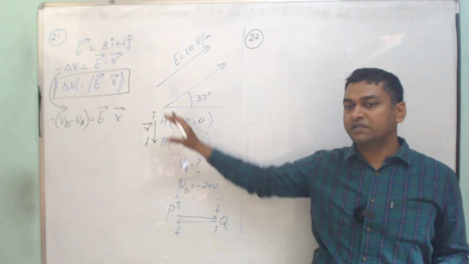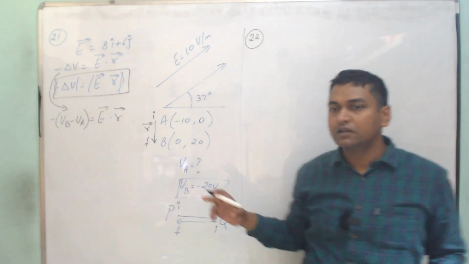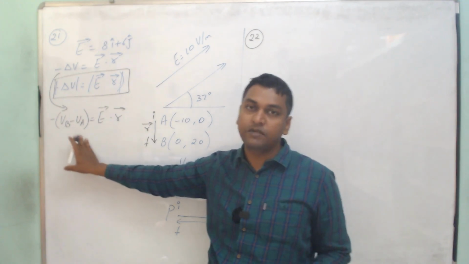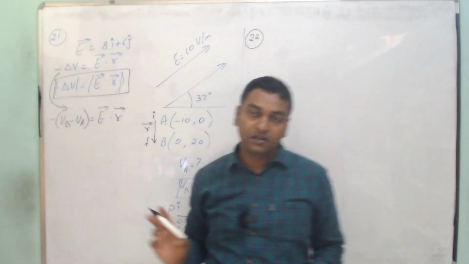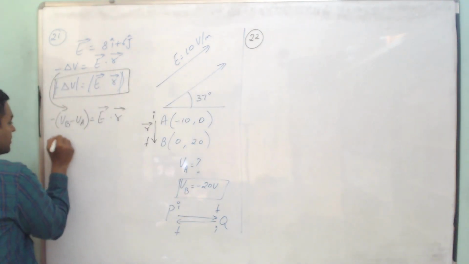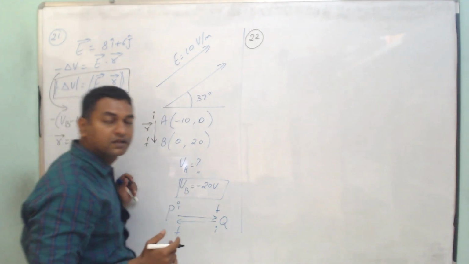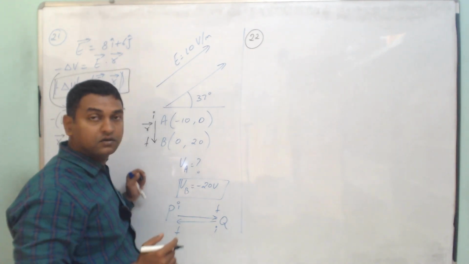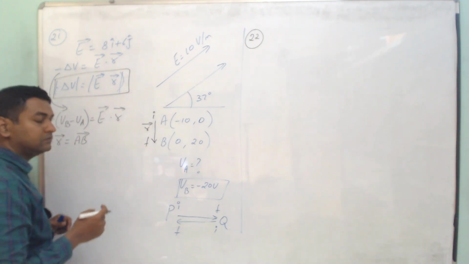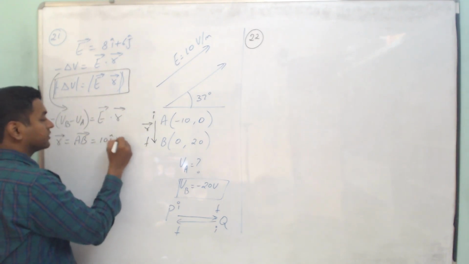So basically you chose R bar as A to B. That means A is initial, B is final. From that I am using it in delta V, which is VB minus VA, and there's a minus sign outside. What is R bar over here? R bar is AB bar, because we chose A to B. What is AB bar in terms of i cap and j cap? 10 i cap plus 20 j cap. Fine?